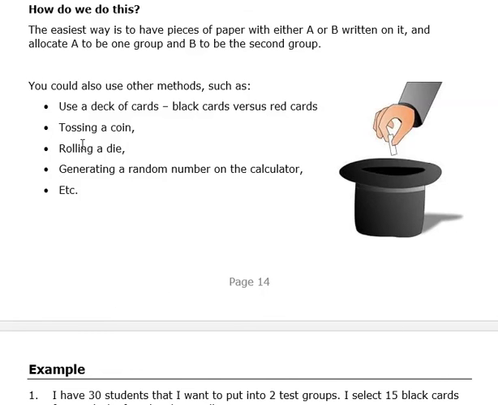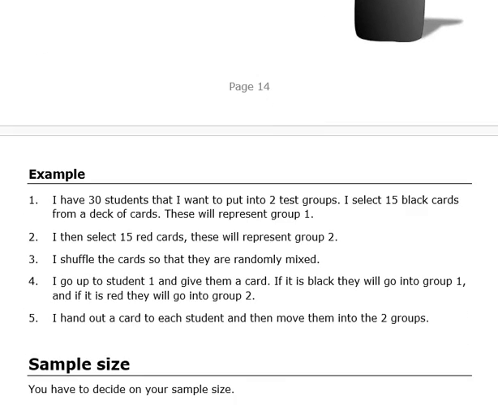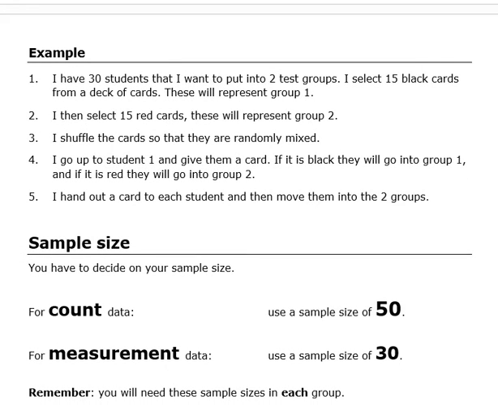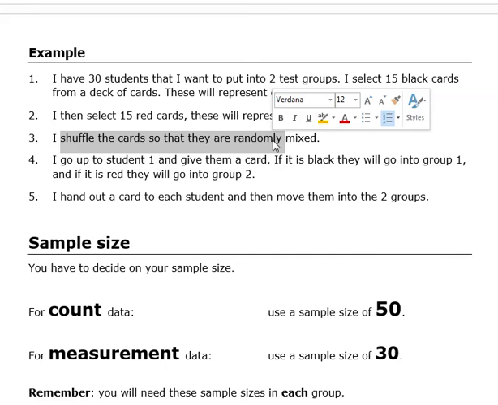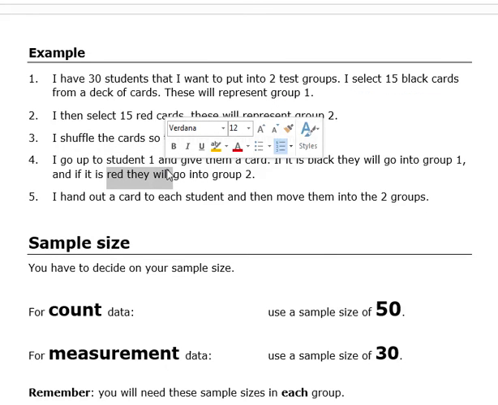I could also use a deck of cards. If they get a black card, they're in the treatment group. If they get a red card, they're in the control group. I could toss a coin: if it's heads, that means one group, if it's tails, the other. There are lots of different ways you could do that. And there's a little example there of some instructions I would give. Put 30 students, put 15 black cards representing group 1 and 15 red cards representing group 2, shuffle them up so they're randomly mixed, and that's important so that I know you've identified how we're going to make them random. Then I give each student a card. If it's this, they do that. If it's this, they do that, and move them into the right groups.